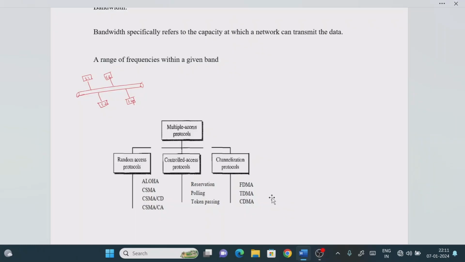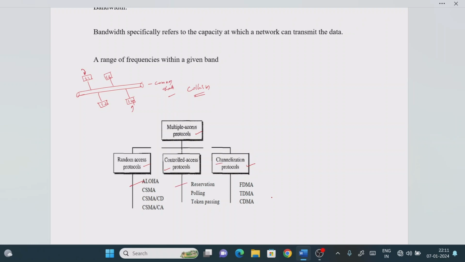So in today's class we are going to see one more multiple access protocol, that is what we call the channelization protocol. As we discussed in the previous classes, when multiple stations are sharing their frames at the same time using a common channel, nothing but a single communication channel, collision occurs, right? So to avoid this collision we are using these kinds of methods.